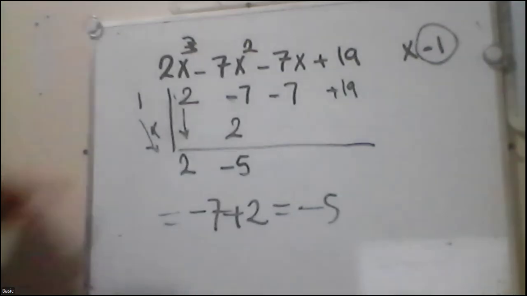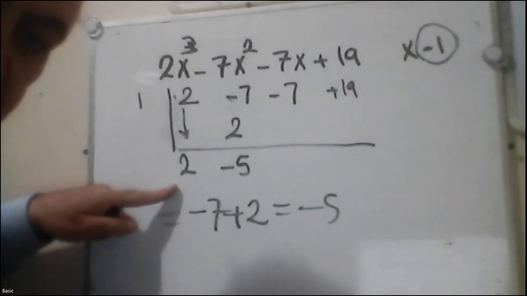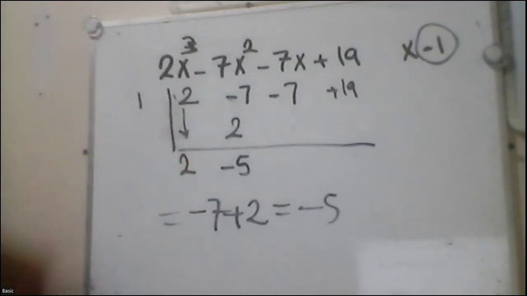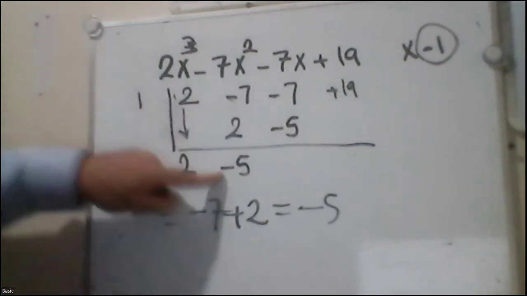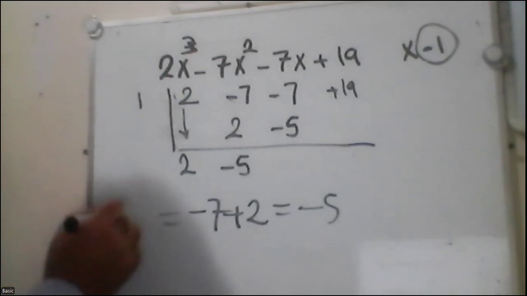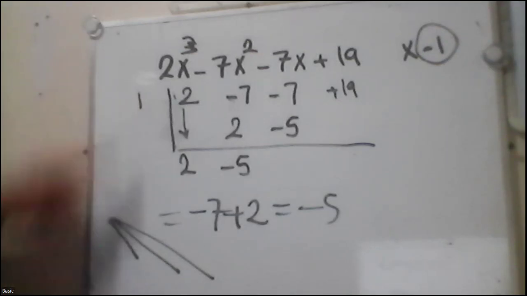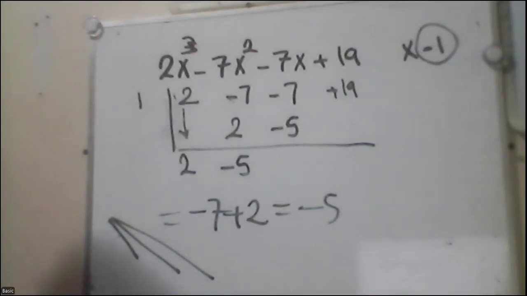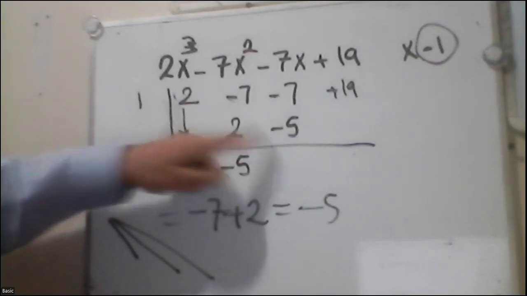I will put minus 5 here. Now, same thing as when I multiplied 2 by 1 and it gave me 2, now I will multiply the 1 by minus 5, so it gives me minus 5. I will put the minus 5 here. Every time I go like this, from this factor here I multiply it by the outcome which I got and put the number here. So here now, minus 7 plus minus 5 will equal minus 12.